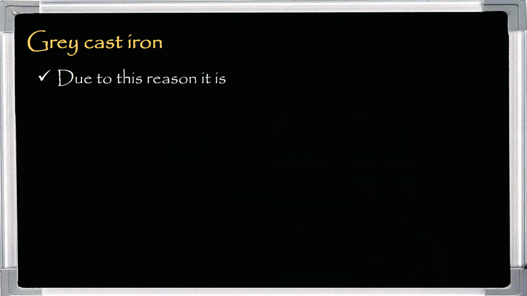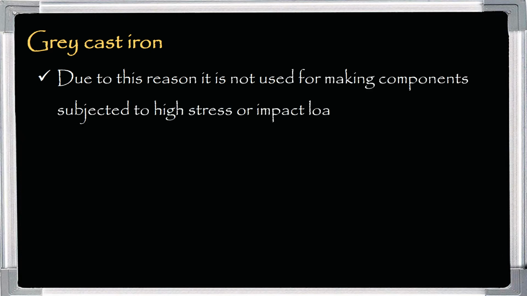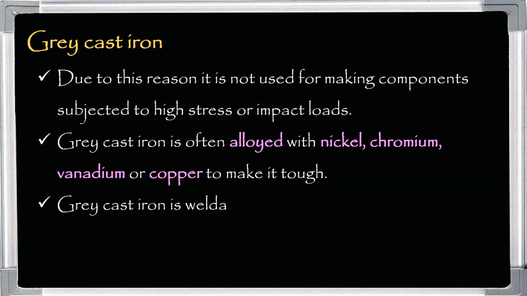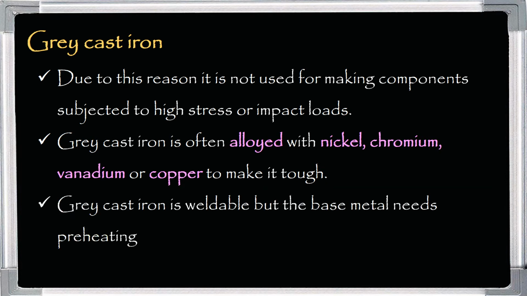Due to this reason, it is not used for making components subjected to high stress or impact loads. Grey cast iron is often alloyed with nickel, chromium, vanadium or copper to make it tough. Grey cast iron is weldable, but the base metal needs preheating.